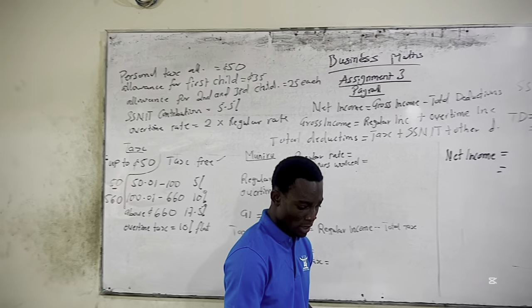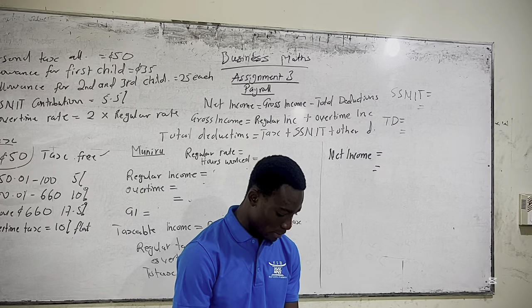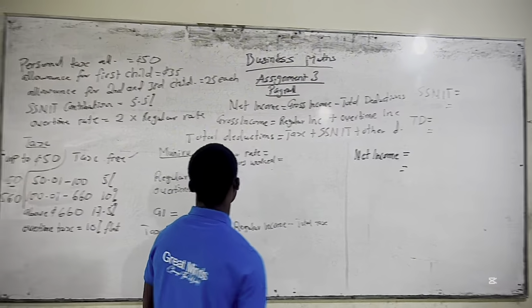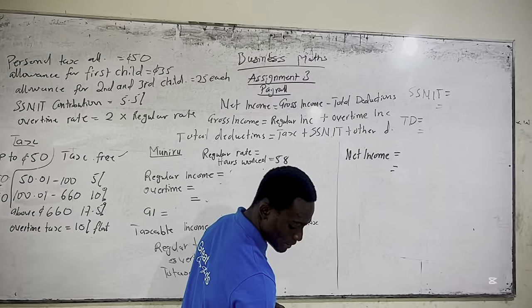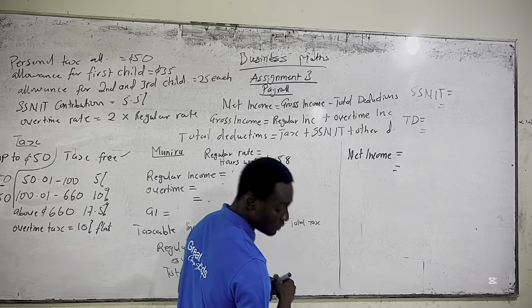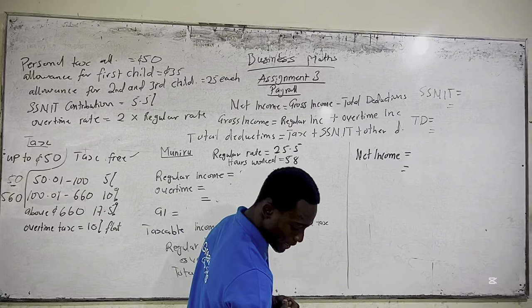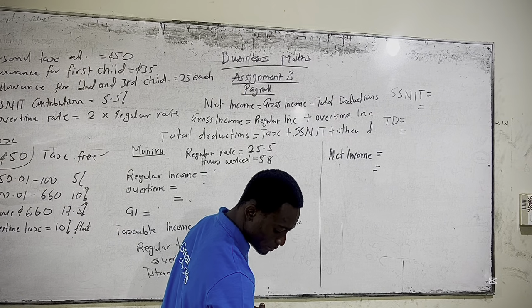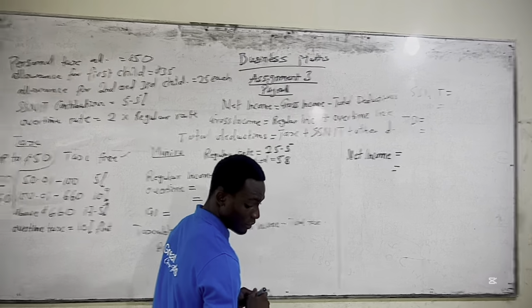Now, Muniru's hours worked was 58 hours. He has an hourly rate of 25.5 Ghana cedis, and then the number of children was what? 3, or was it 3 or 4? Right.